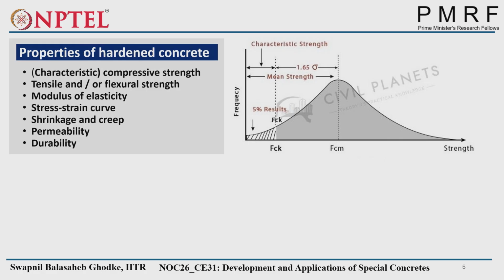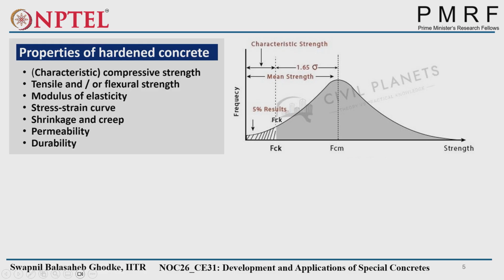So, what are the hardened properties? The most important is the characteristic compressive strength. We have heard more about the characteristic compressive strength, then tensile or flexural strength, modulus of elasticity, stress strain curve, shrinkage and creep, permeability and durability. Everyone is aware of this graph.